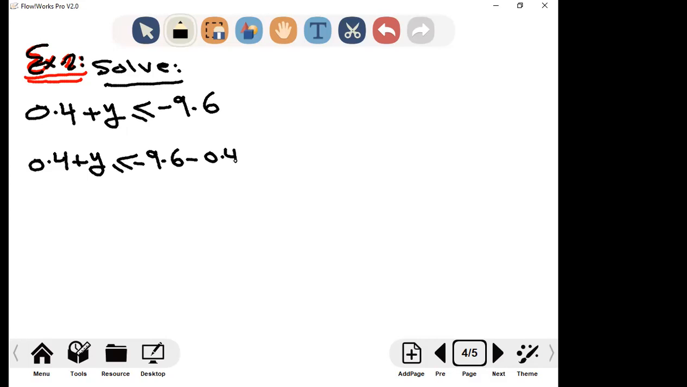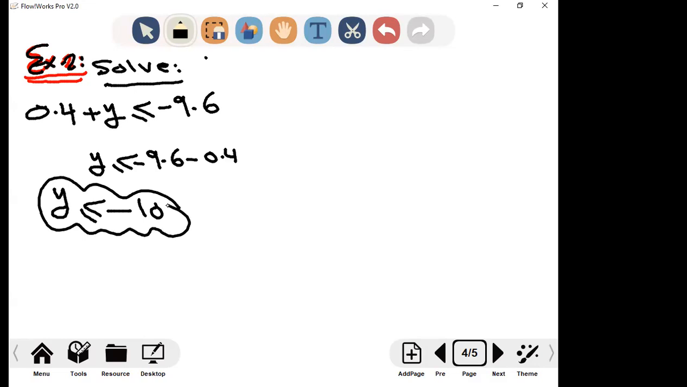I'm doing the same as the equations, right? Now y less than or equal negative, we add and put the same sign, right? Who said positive? 9.6 plus 0.4, 10. We add and put the same sign. 9.6 plus 0.4 is 10. Now this is the solution. Y less than or equal negative 10.